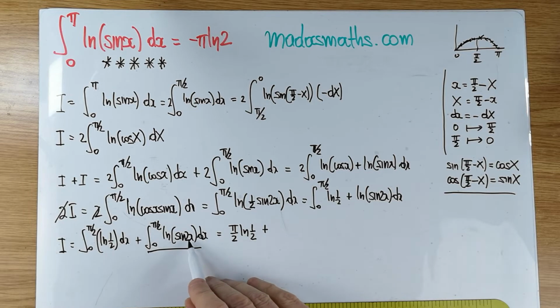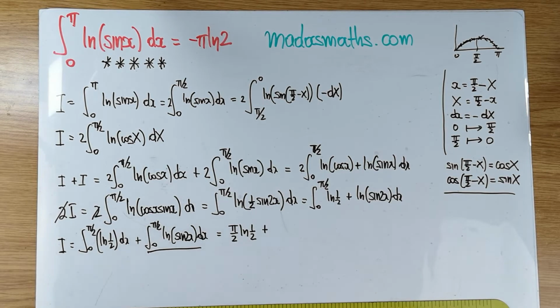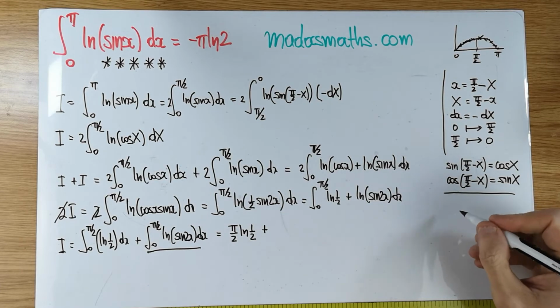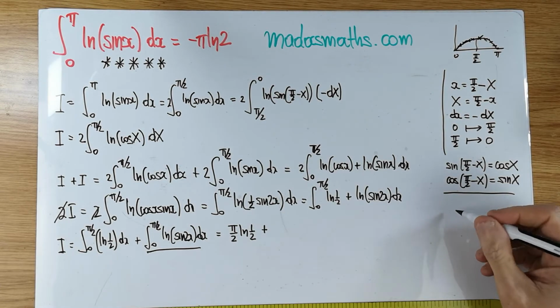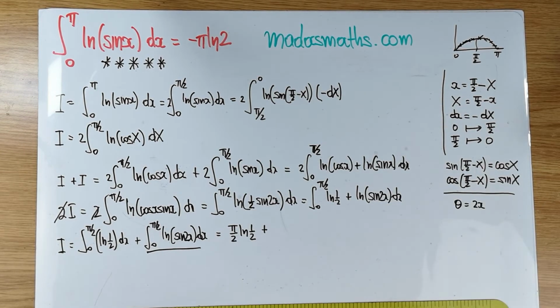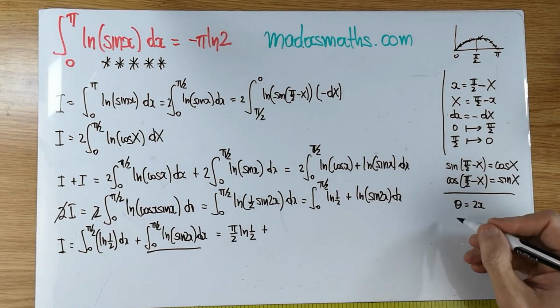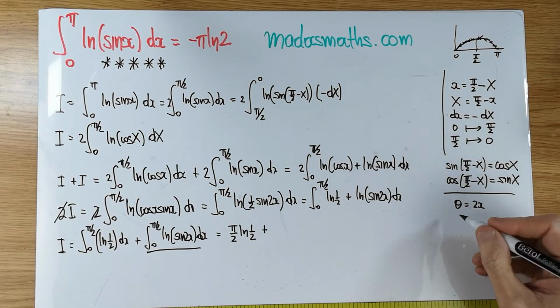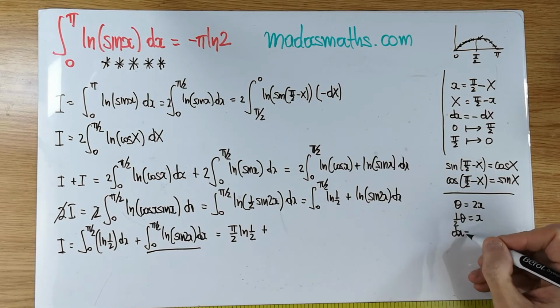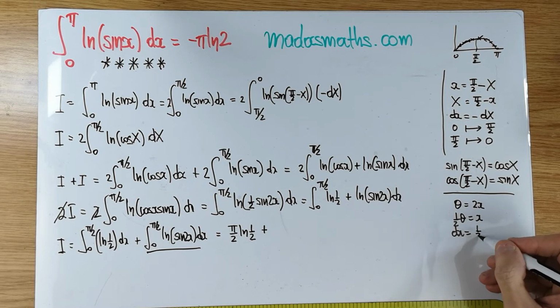Of course, the substitution I want to use is something that will take me into a single variable argument, like a theta or something like that. So I'm going to say let theta be equal to 2x. So what happens now? Well, let's write it again as a half theta is equal to x, and my dx is of course a half d theta.